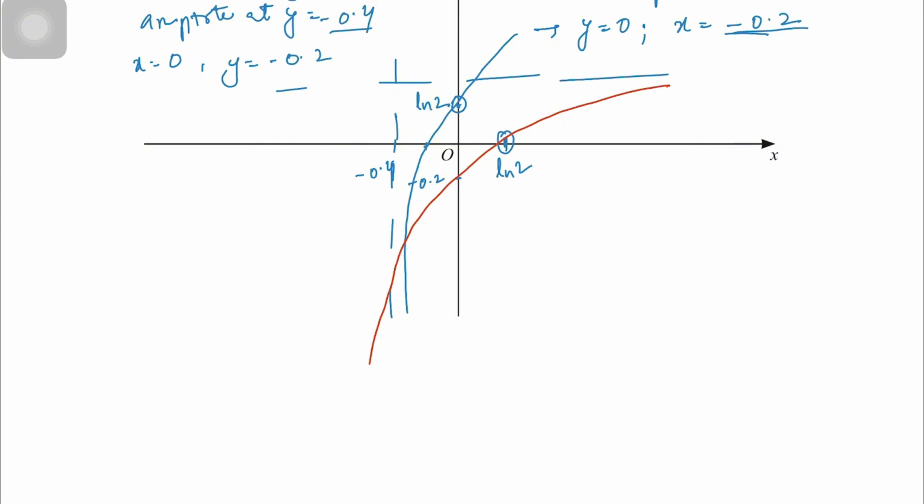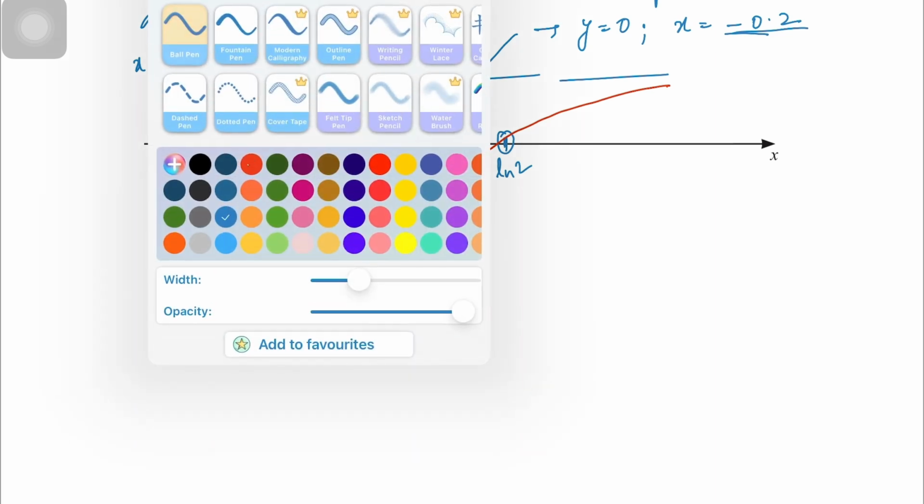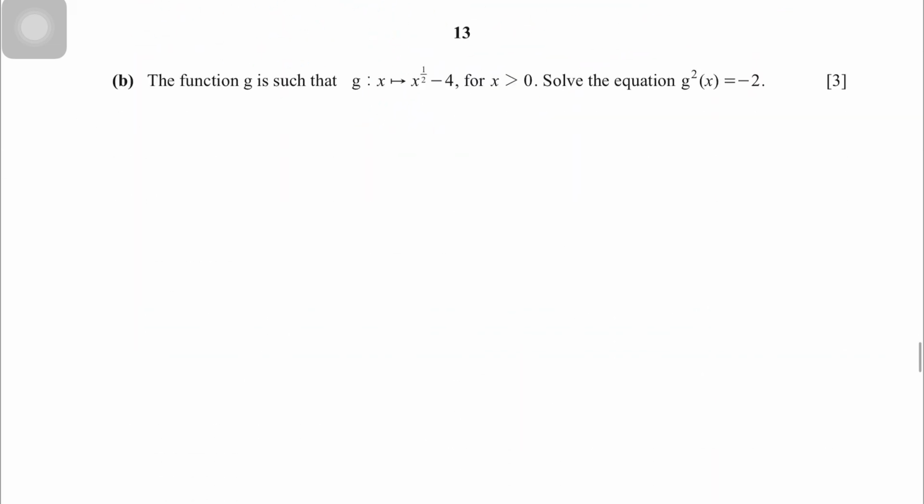So this was our question. You can simply draw it. I would prefer you draw it by yourself because everything is given now. Moving on, we have part B. The function g is such that g of x is x to the power 1 over 2 minus 4 for x greater than 0. Solve the equation g squared of x is equal to negative 2.